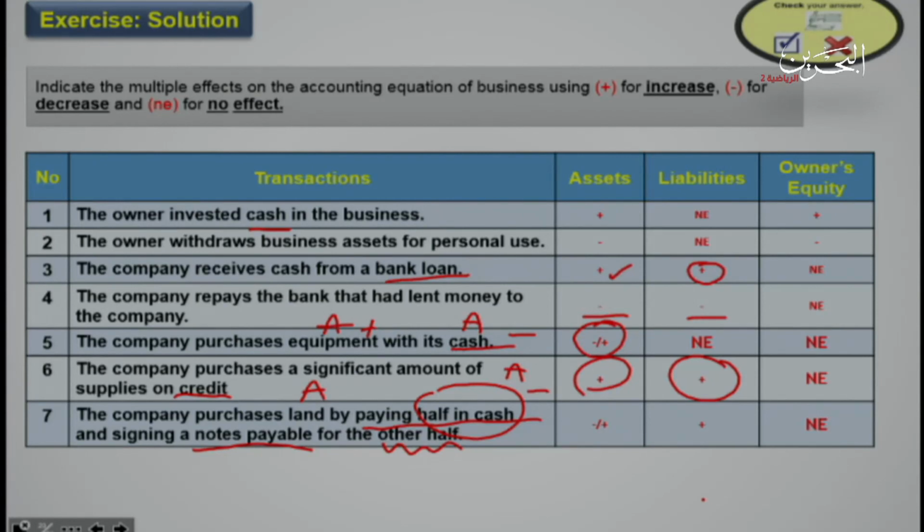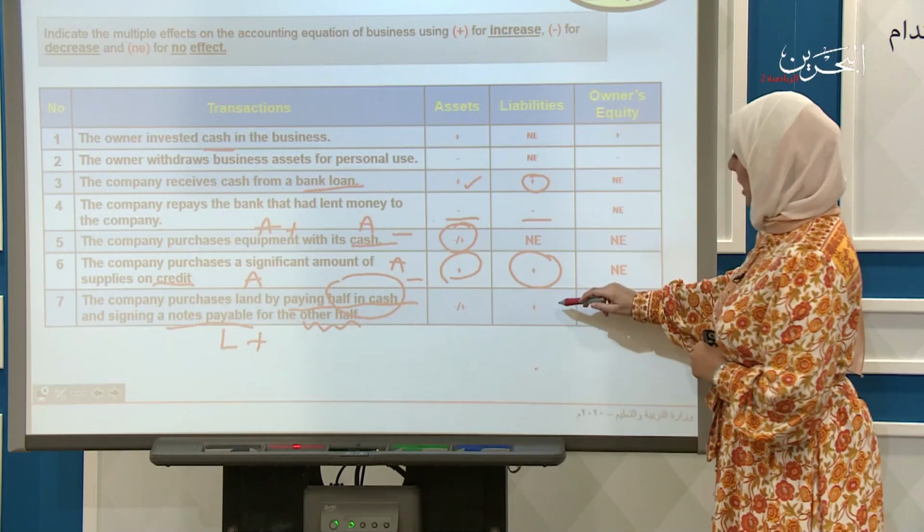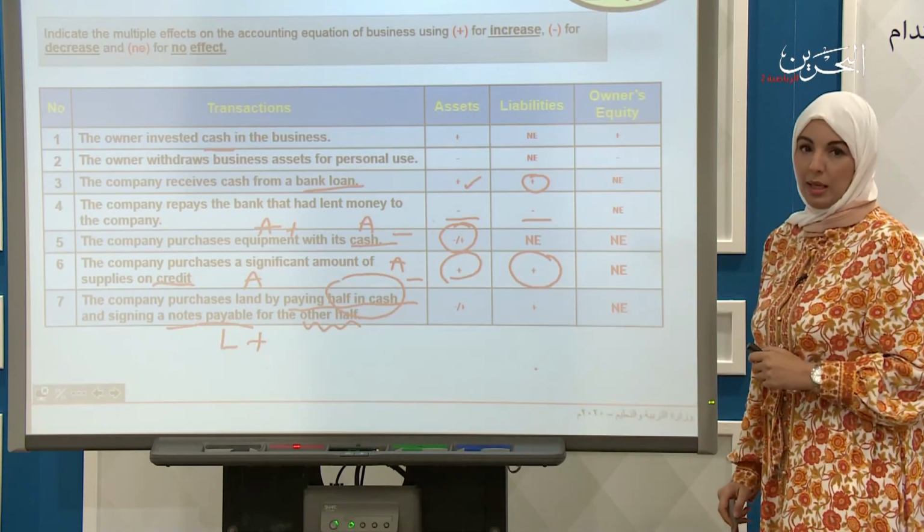And what about the other half of the amount? It will be a liability for me, so the liability will increase. The effect of this transaction: one decrease on the asset side for the cash I paid, an increase on the asset side for the land, and the liability for me will increase.